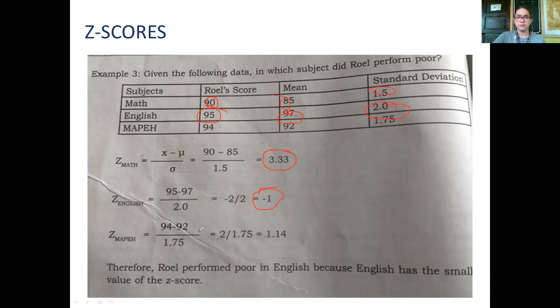And for MAPE, you will just follow the same process. Then you have 1.14. So as you can see, which one has the least? The question is, in which subject did Rowell perform poor? So therefore, Rowell performed poor in English since the z-score of English is negative 1. So this is the subject that Rowell performs poor in, because English has the smallest value of the z-score. So that's how you identify it. So I hope you can follow.